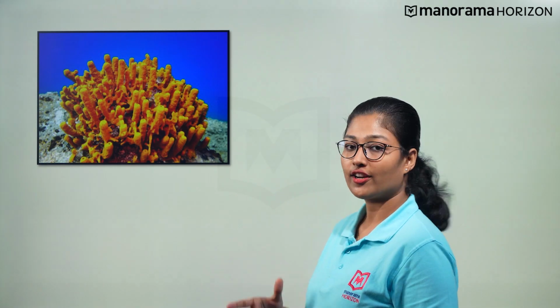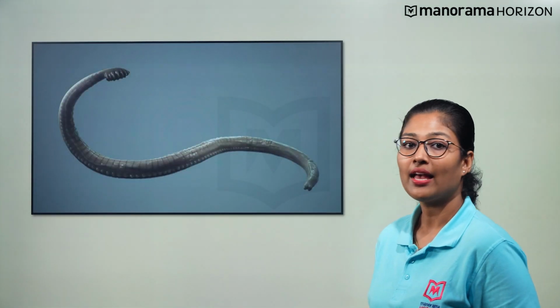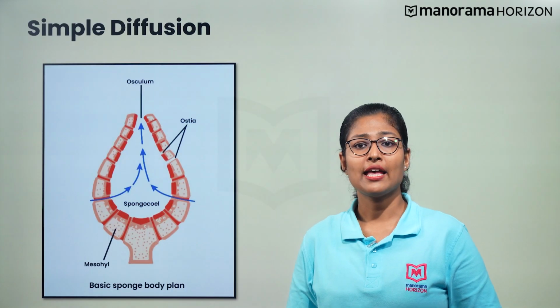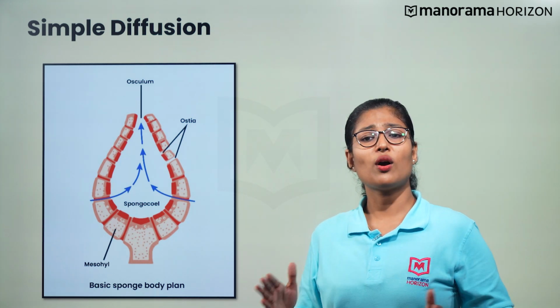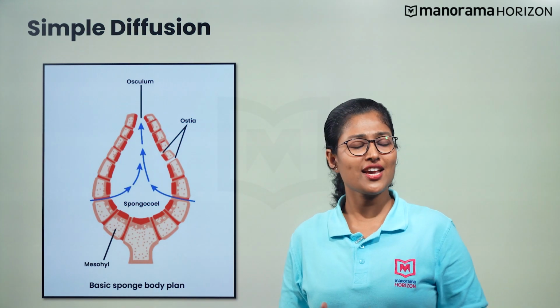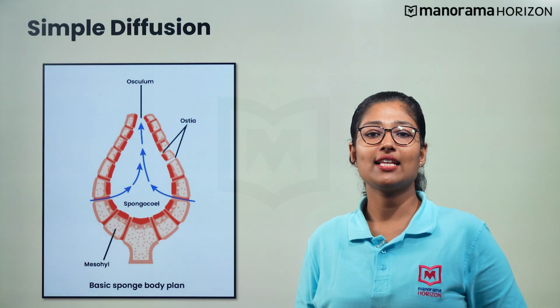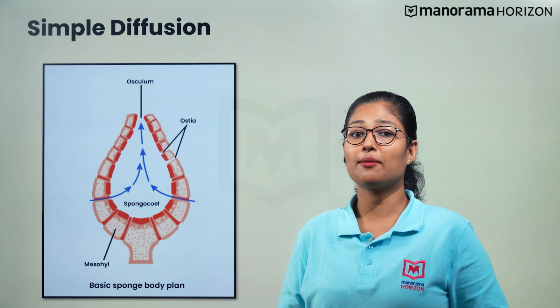Members of phylum Porifera, Coelenterata, and Platyhelminthes can be generally termed as lower invertebrates. If you observe the organisms of these phyla, you cannot find a much more complex system for respiration, right? So, how will they exchange oxygen and carbon dioxide? The answer is simple diffusion. And it occurs throughout the entire body surface. Isn't it amazing?